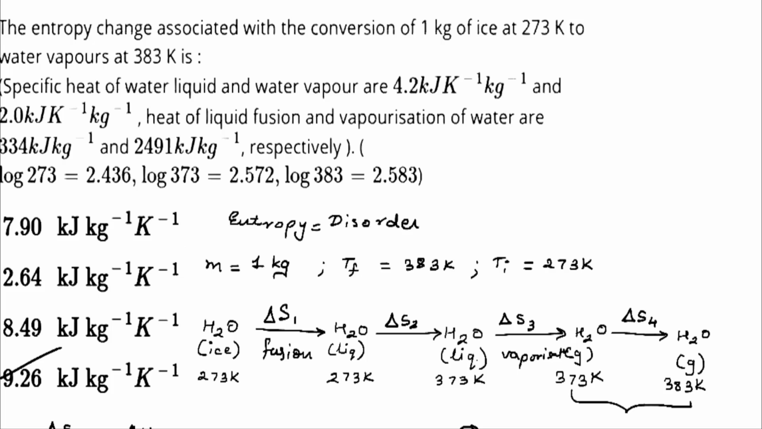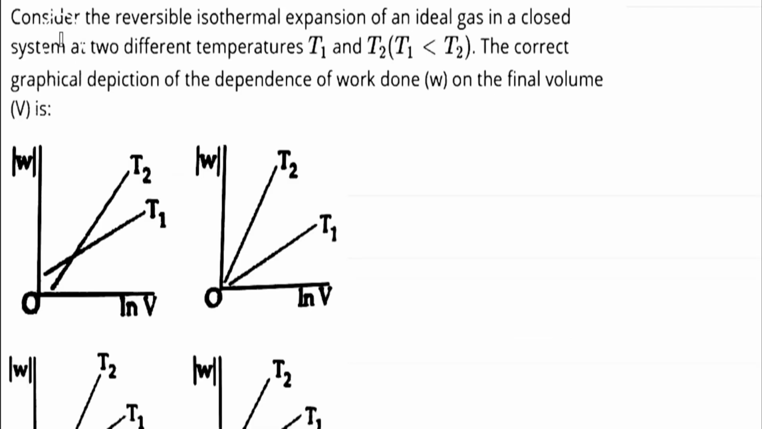Thank you. Hello students, let's start the question. Consider the reversible isothermal expansion of an ideal gas in a closed system at two different temperatures, T1 and T2. It has been given that T1 is less than T2. The correct graphical depiction of the dependence of work done, W, on the final volume, V, is.